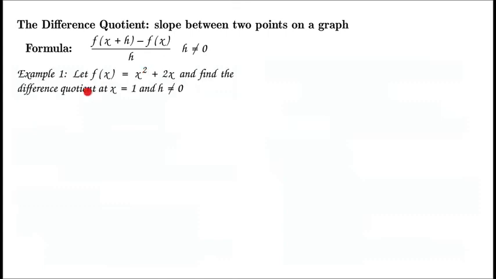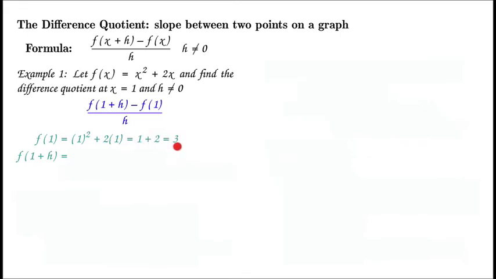So let's look at an example of how we would calculate this. We're going to look at f of x is equal to x squared plus 2x, and we're going to find this difference quotient for a specified value x equals 1, and again assuming h is not 0. So we're going to need to evaluate this formula, f of 1 plus h minus f of 1 all over h. So we need two pieces of information. We need f of 1 and f of 1 plus h. So we plug in 1 into our function f. We get 1 squared plus 2 times 1, which is 1 plus 2, which equals 3.